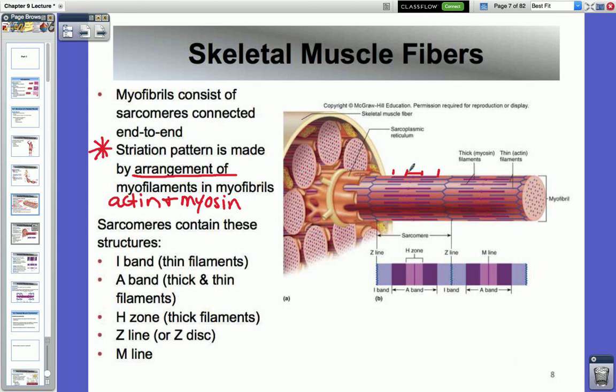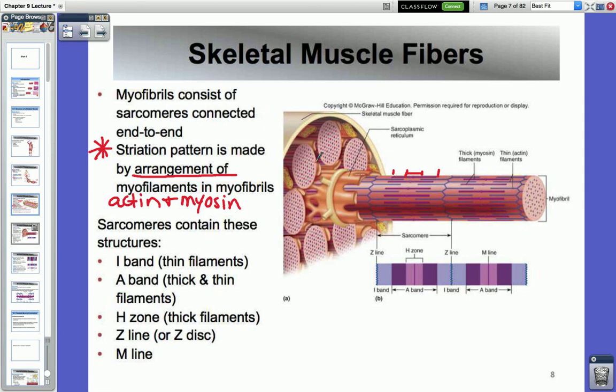The next structure is the Z line. The Z line is, I think, probably the easiest of them all to recognize and identify. It is this zigzag pattern of alternating actin filaments. And from one Z line to the next tells you where one sarcomere ends and the other one begins. So from here to here is one sarcomere. From here to here is another sarcomere, and so forth.